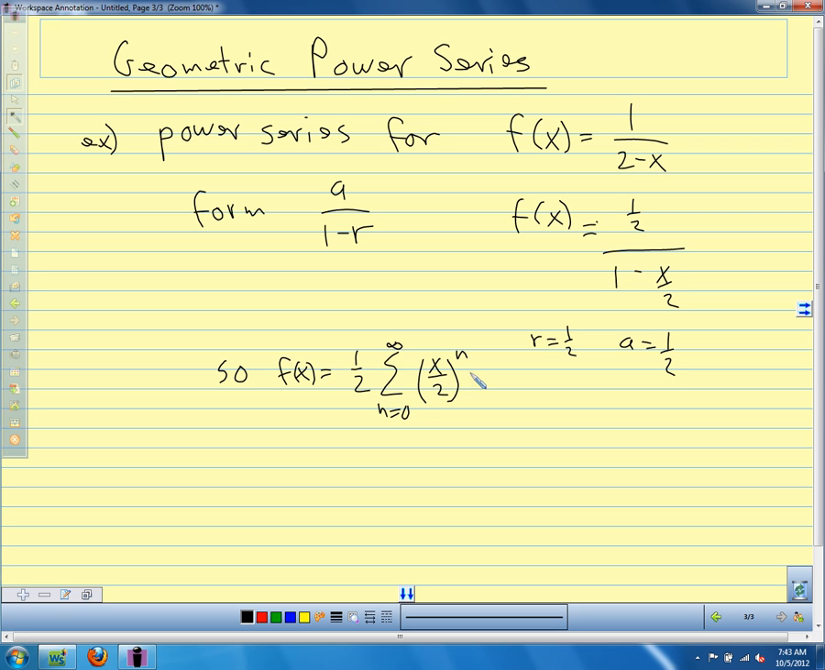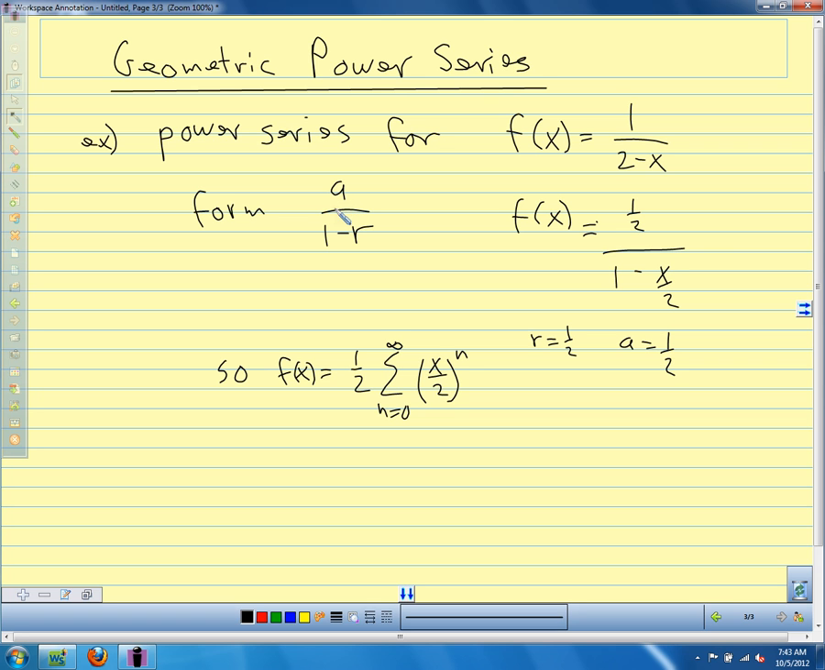I divided everything in the numerator and denominator by 2 to put it into this form. So this would be a power series representation for this function, and then we would go on and find our interval of convergence. We could do that. But what I wanted to show you here is the process for finding a power series based on a geometric series.